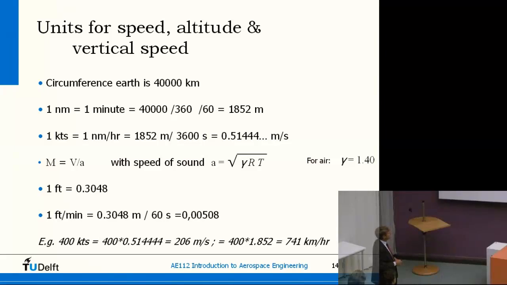The Mach number is another way to indicate the speed. Well, the speed of sound is the square root of gamma R T. You'll hear more about the gamma later. For air, it's 1.4. It's a constant. It has to do with the thermodynamic properties of the air.